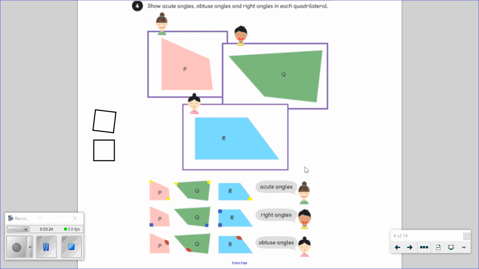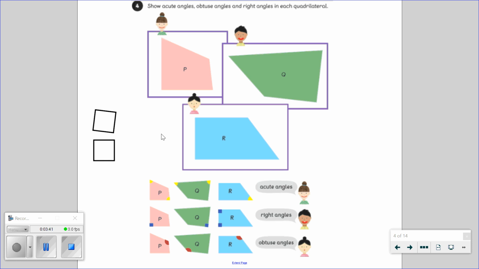So back in the in focus, we were asked to draw a quadrilateral or four-sided shape that included the three angles: acute, right angle, and obtuse. We can see that Emma, Ravi, and Ruby have had a go. Let's check them.